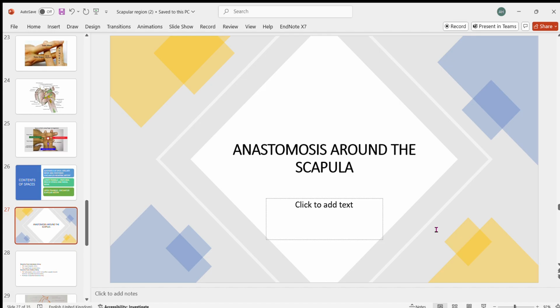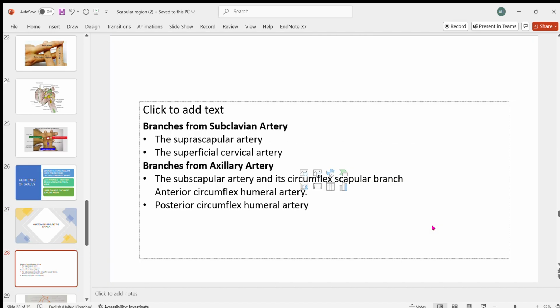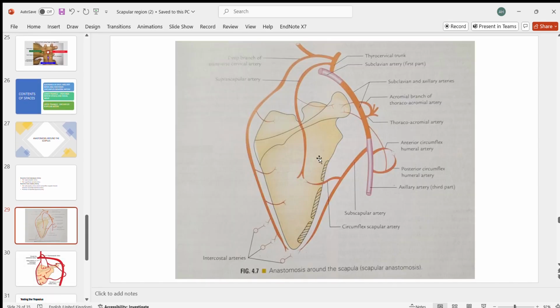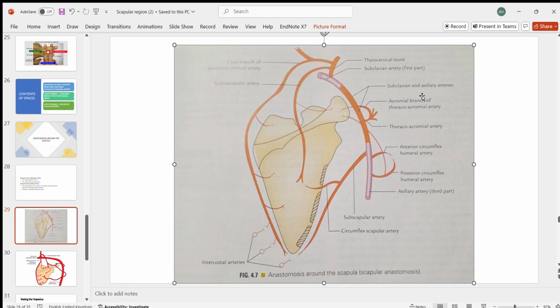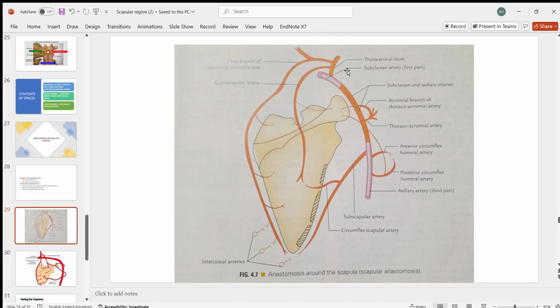Now I am going to briefly discuss the anastomosis around the scapula. Anastomosis around the scapula is formed at two levels on the scapula. One is on the body of the scapula and one is on the acromion process. What is basically anastomosis? Anastomosis is a communication between branches of two major vessels. In this case, it is the subclavian artery and the axillary artery. Branches of subclavian anastomose with branches of axillary to form these anastomosis.